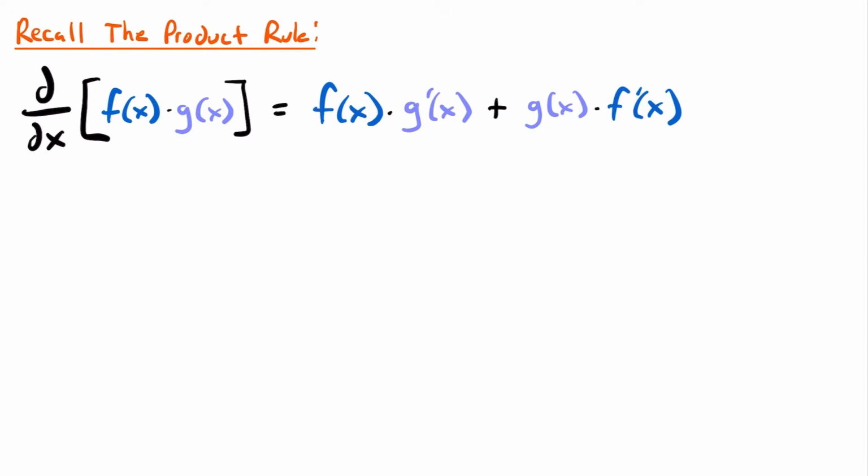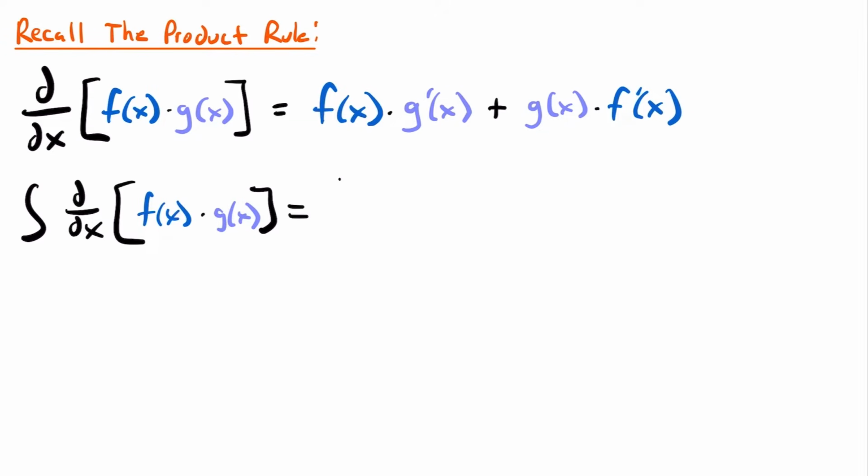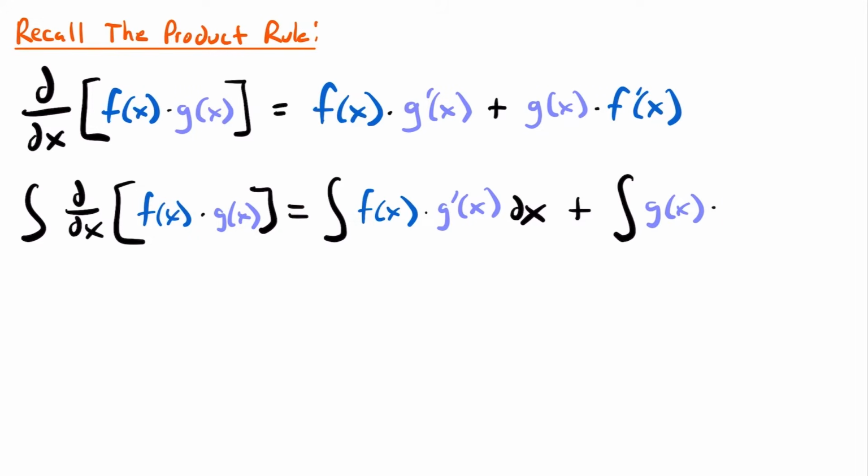If we integrate both sides of the equation, we will have the integral of the derivative with respect to x of f of x times g of x, and that will be equal to the integral of f of x times g prime of x. And then since we're taking the integral of that product, I'm going to add dx onto the end, and that will be added to the integral of g of x times f prime of x, and then I'll also write dx for that integral. Okay, so we just integrated each part of this equation.